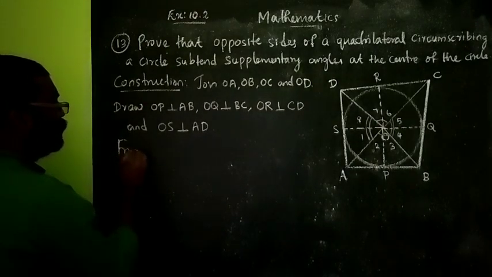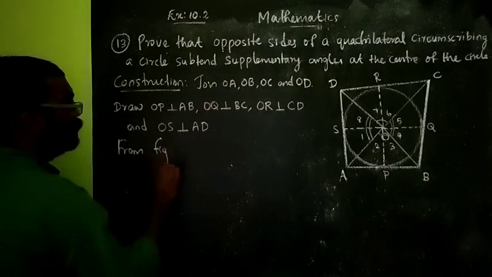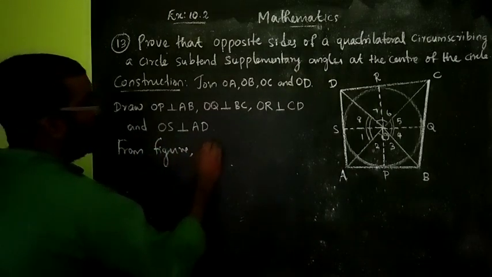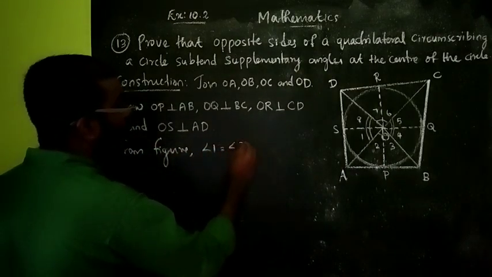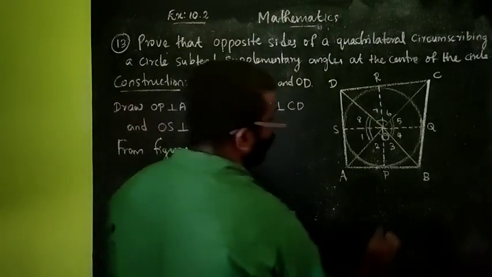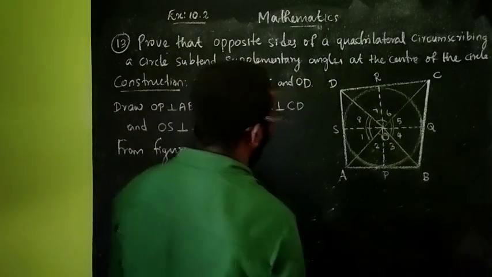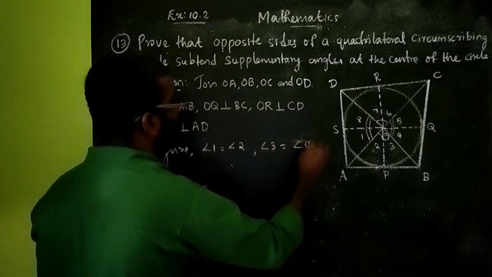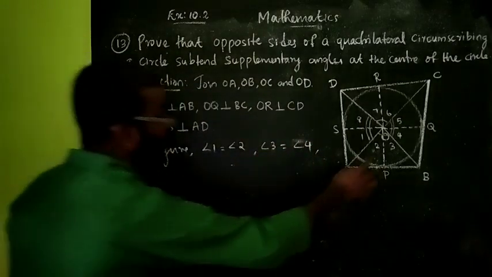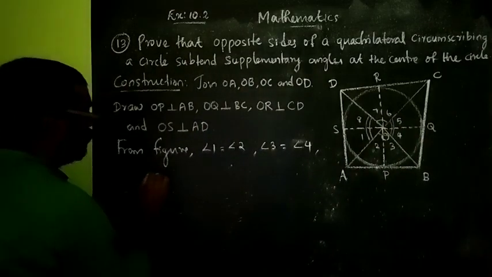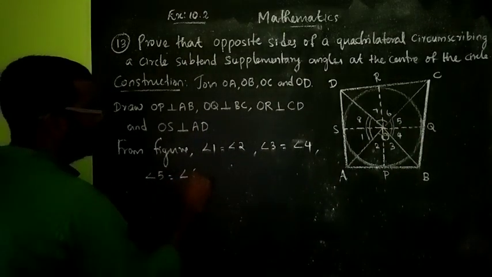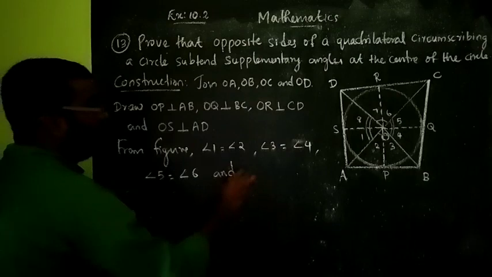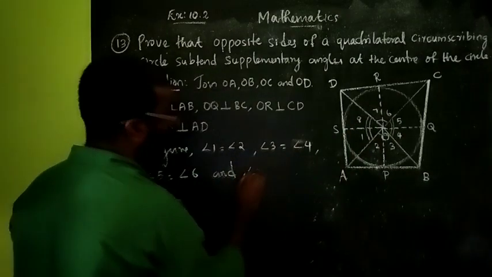From the figure, angle 1 is equal to angle 2. Similarly, angle 3 and angle 4 are equal. Angle 3 is equal to angle 4. Then angle 5 equal to angle 6. And angle 7 is equal to angle 8.